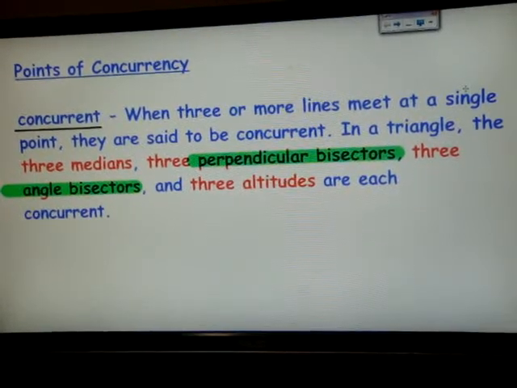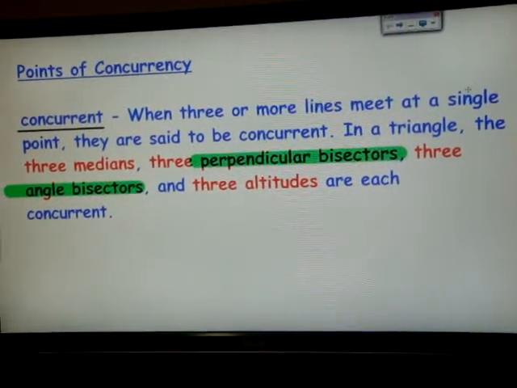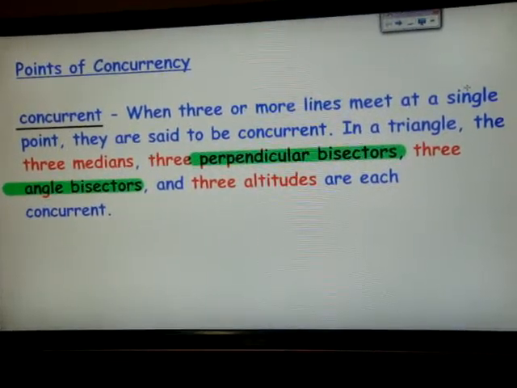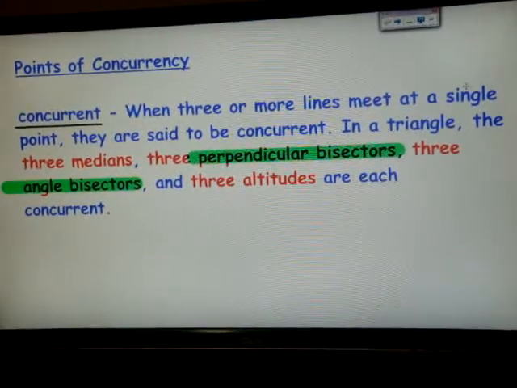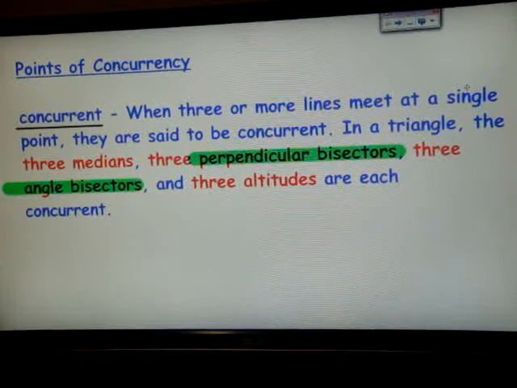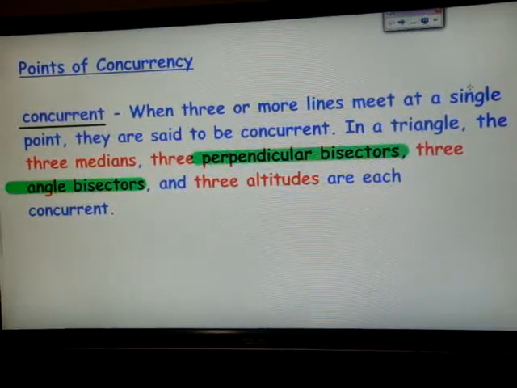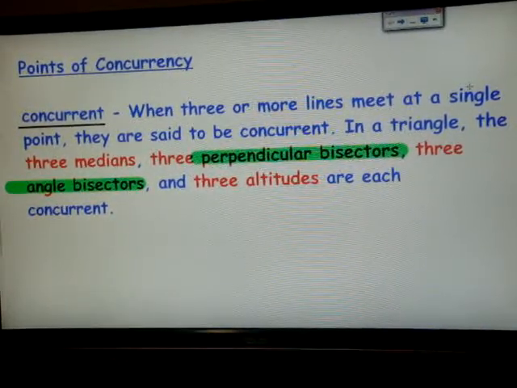In class today, we did a scenario where we tried to figure out where to place a mall in South County. All of the strategies that we use are used with the idea of concurrency. Now, I wouldn't take the time to write down this definition, but it's important to know what it means. Concurrent just means that 3 or more lines meet at a single point.